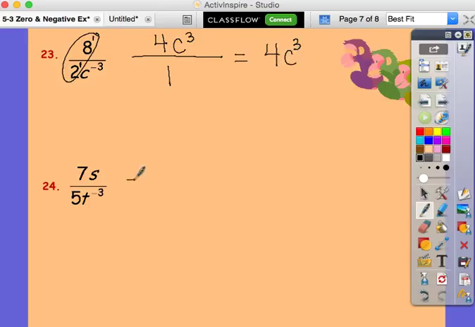Okay, what needs to move in number 24? The T. Yeah, the T. Just the T. That's the numerator. And it's going to have a Q. What about the 5? It stays there. It stays there. Okay, can you simplify? 7 over 5 doesn't simplify.